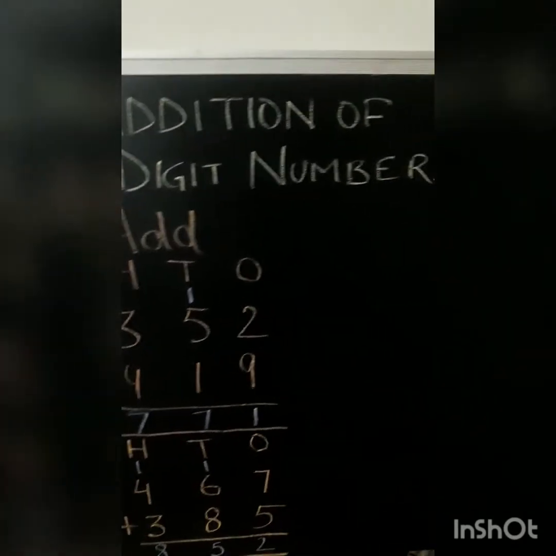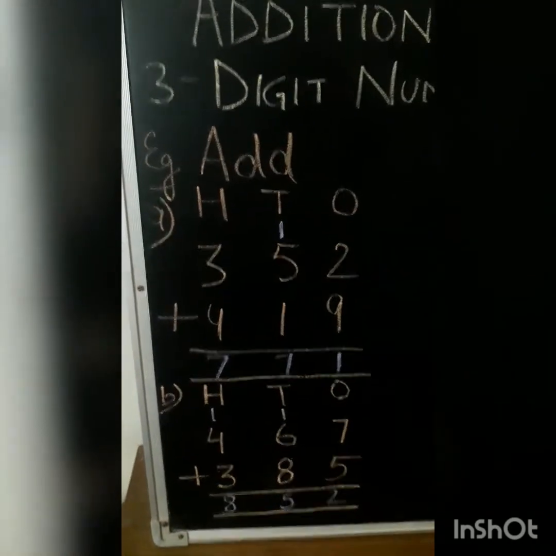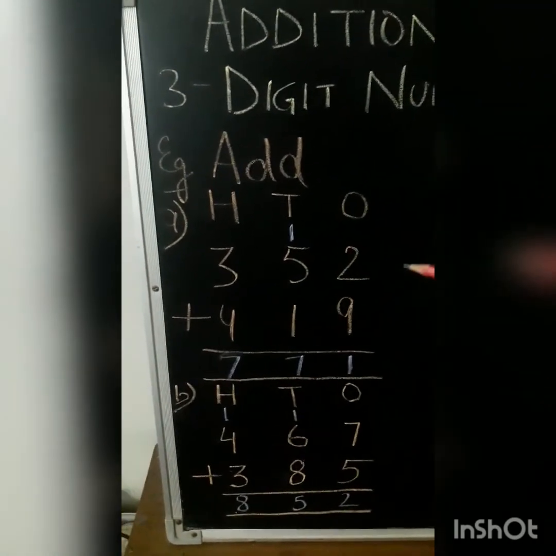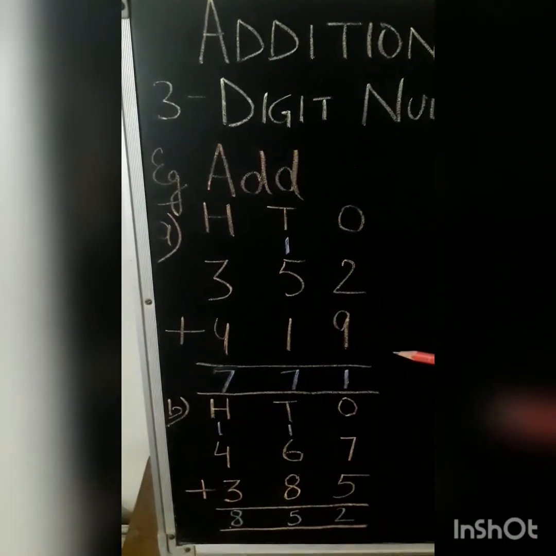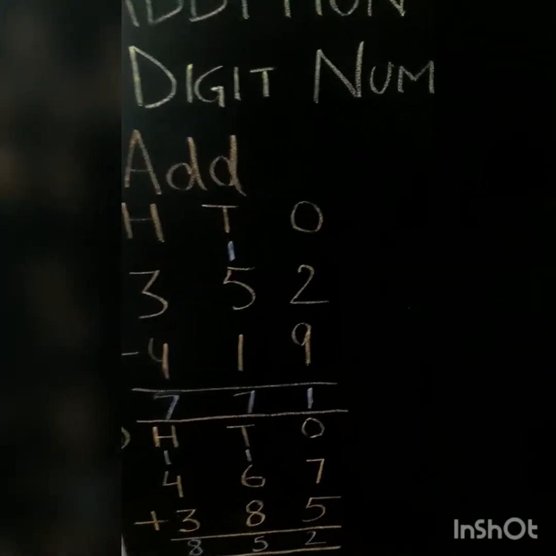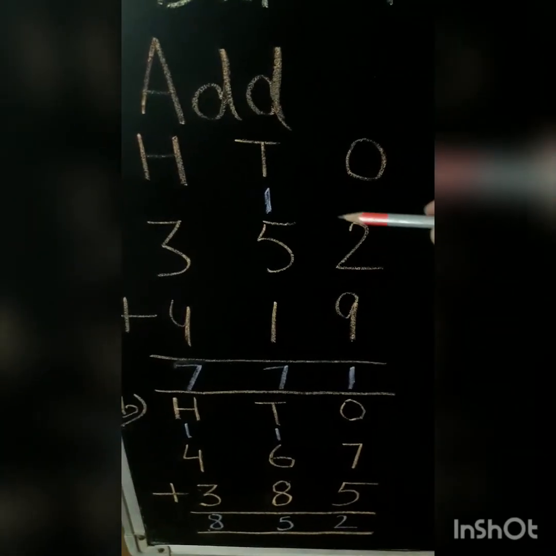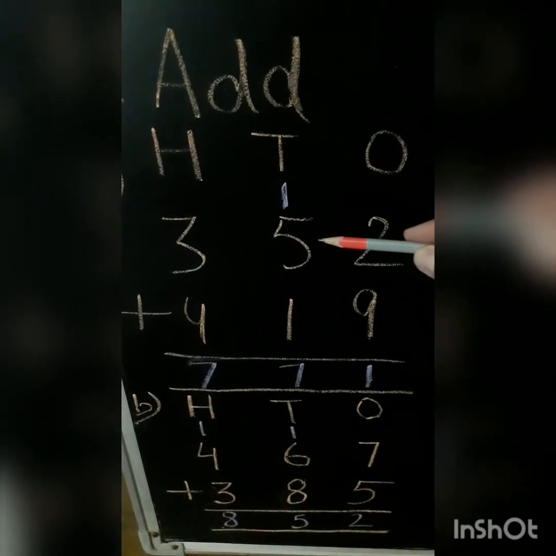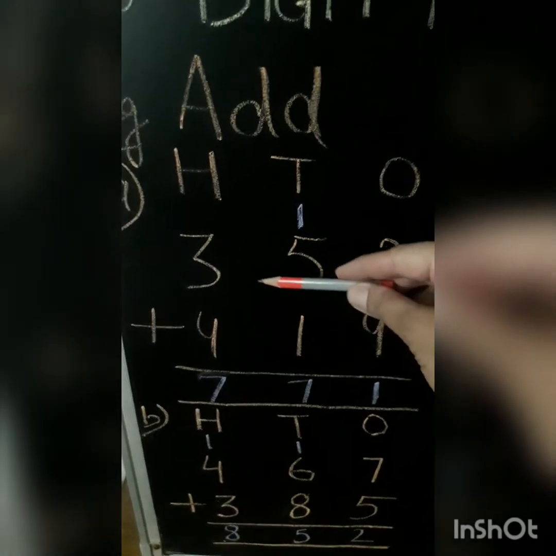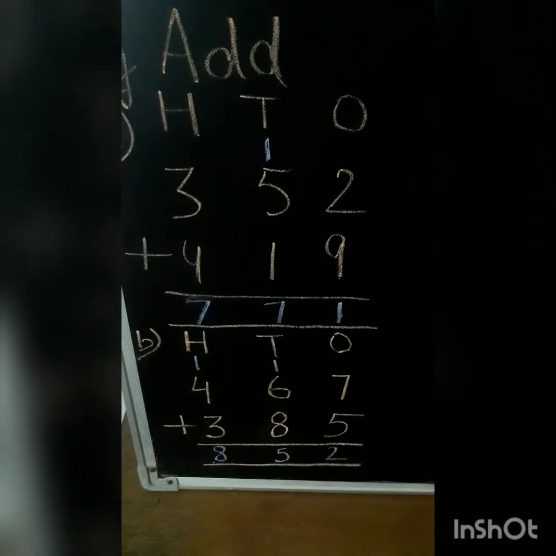Similarly, we can do addition of three-digit numbers also. Let us have a look at the example. Here we have the numbers 352 plus 419. The rules are the same. We always start from the ones place column. So we add 2 plus 9, which is 11. 1 goes as carryover to the tens place, which gives us 1 plus 5, 6, plus 1, 7. At the hundreds place, we can see there are 3 and 4, which on addition gives 7. So the final answer is 771.